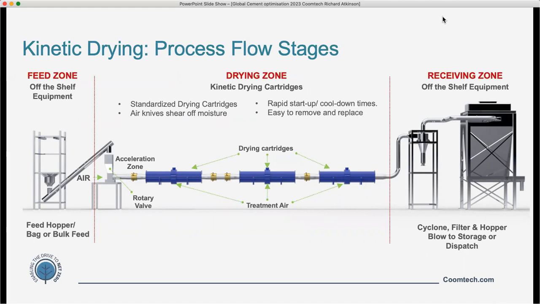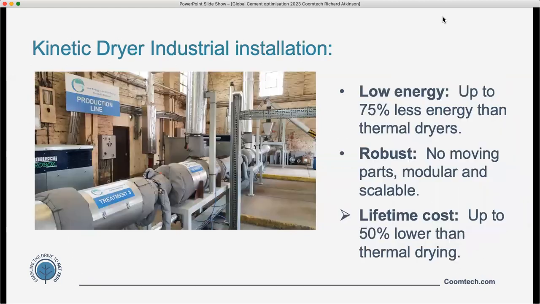Material is carried at high speed in a dilute phase through this pipe and passes through one or more drying cartridges. These are banks of air knives, as discussed earlier, where the material meets a high velocity counter-directional air jet. This shears the moisture off the surface of the particles. This diagram shows 3 drying cartridges in series, but depending on the material being dried, you may need only 1 or 2. Finally, after the drying cartridges, the now dry material is separated from the moist air in a cyclone or a filter and baghouse.